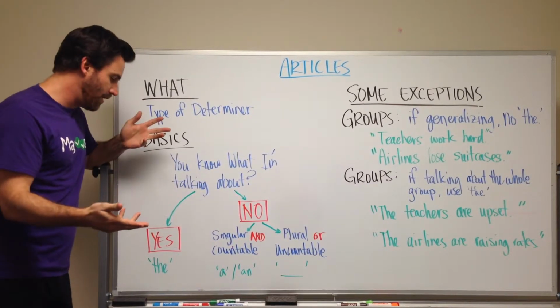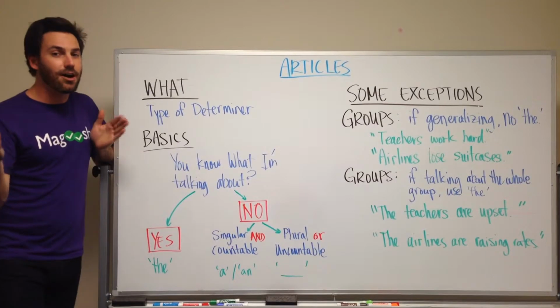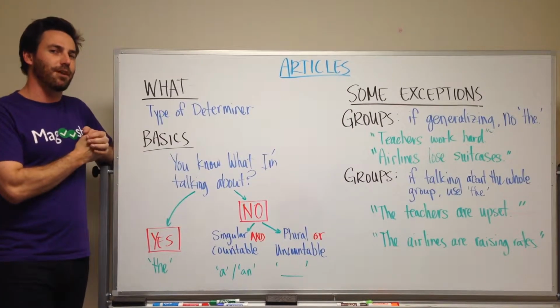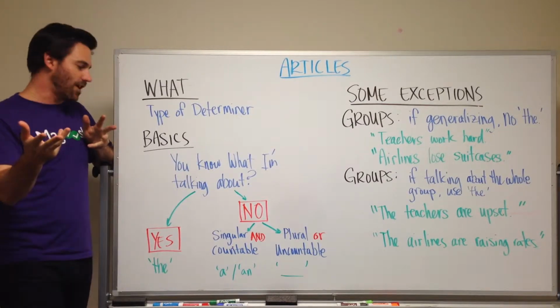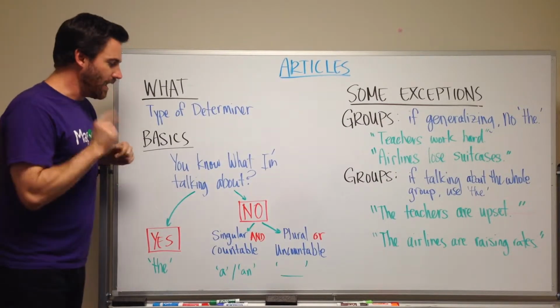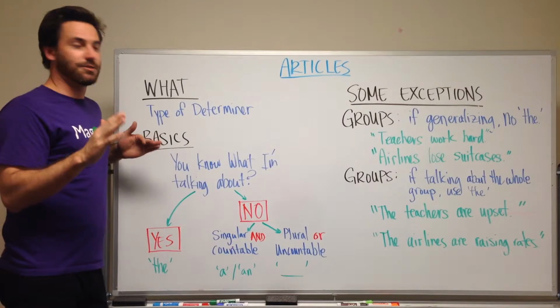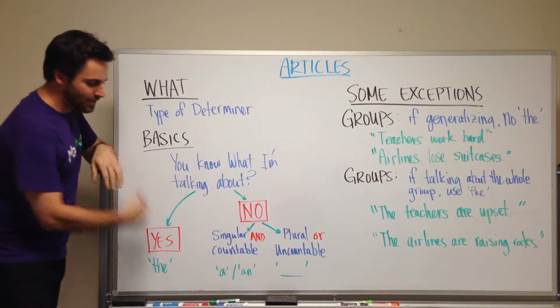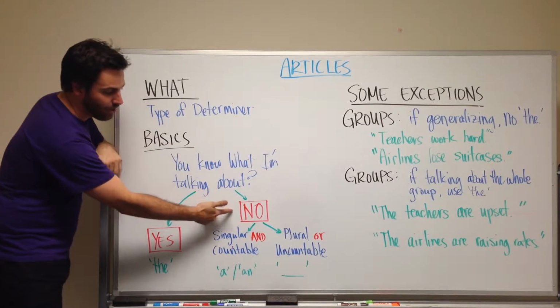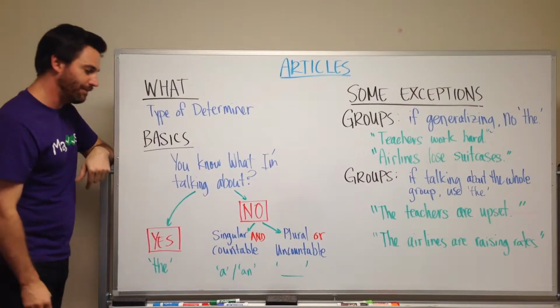So for example, if I said, please feed the dogs, you would know that I'm talking probably about dogs that I own, maybe, or at least dogs that you would know about. If you didn't know what I was referring to, or I knew you didn't know what dogs I was referring to, I would use a. So the answer is no, you don't know what dogs I'm referring to.